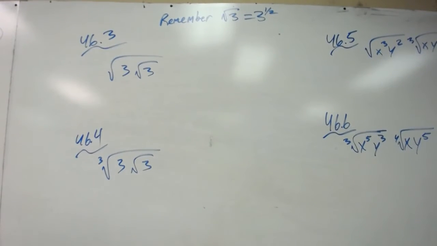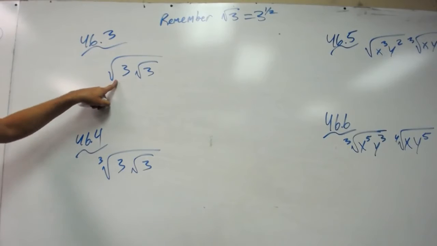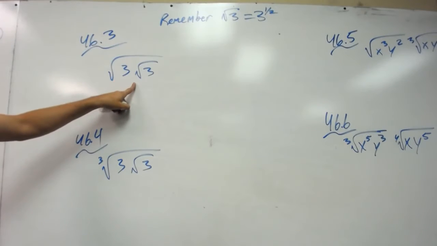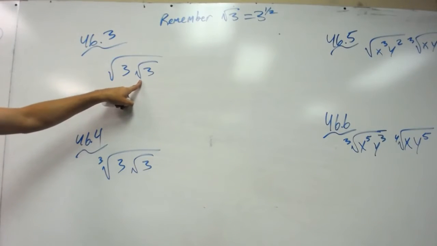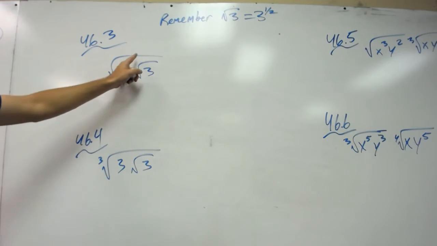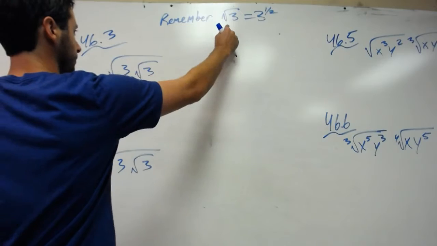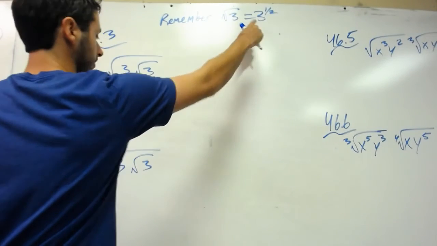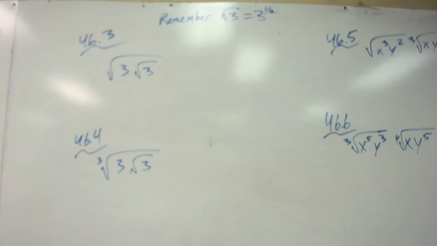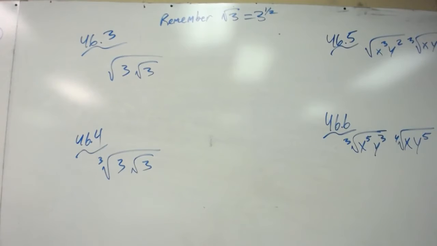Okay, so say we have square root of 3 times square root of 3 in a sense. This square root is over both of them. Well, what we need to remember is square root of 3 is the same as saying 3 to the 1/2 power.